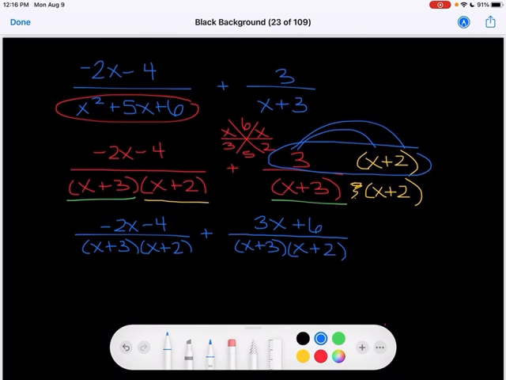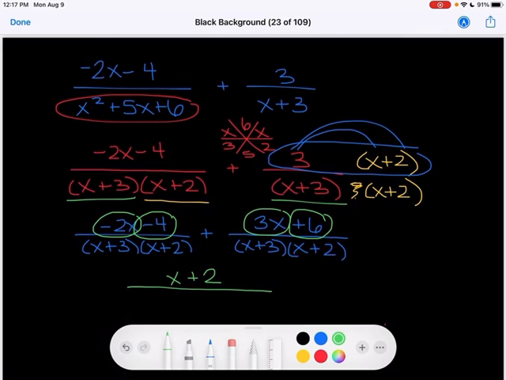Now I have a common denominator, and I can just go ahead and combine like terms in the numerator. And it's addition, so I don't have to worry about distributing anything. So I've got negative 2x plus 3x would be a positive x. And then I've got a negative 4 plus 6, which would give me a positive 2. All over, you keep your denominator, x plus 3 times x plus 2. And I'm going to put this in parentheses just so it's easier to see.